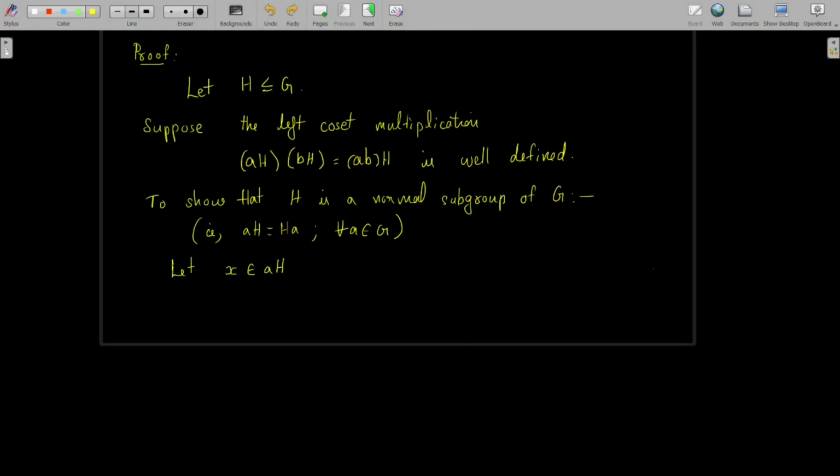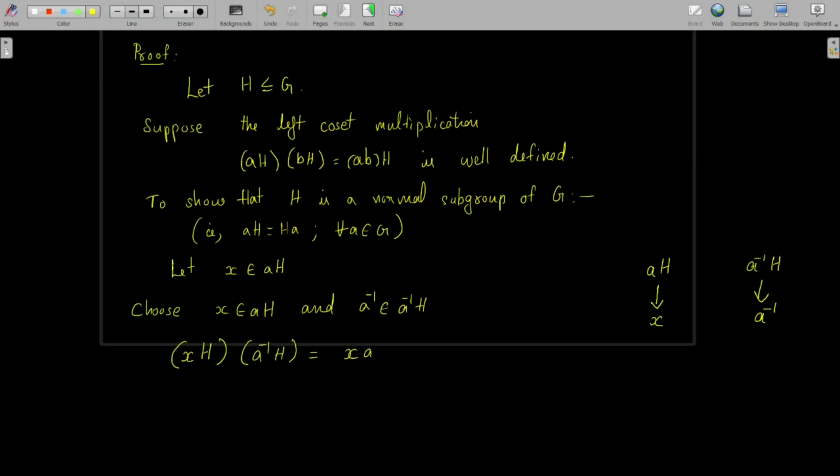Now, we are going to consider two cosets here. One coset is aH and the other coset is a inverse H. And I am going to take representatives of each of these cosets. From aH, I am going to take the element x. And from a inverse H, I know one of the elements is a inverse, so I choose a inverse. So choose the element x belonging to aH and a inverse belonging to a inverse H. Since x belongs to aH, the coset xH is equal to the coset aH. Now let us multiply these two cosets together, xH times a inverse H. This is equal to x a inverse H.